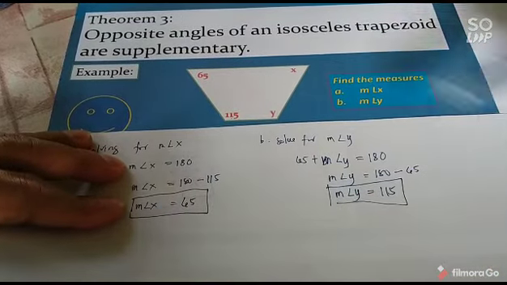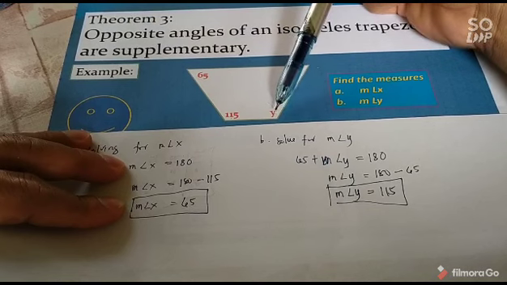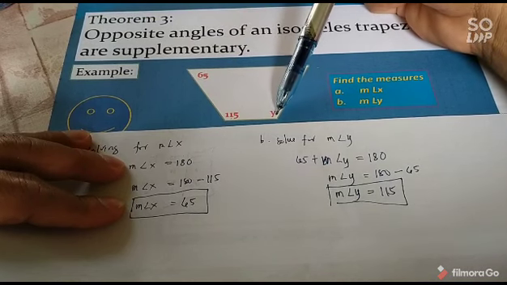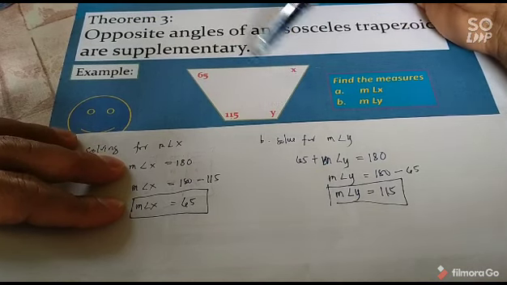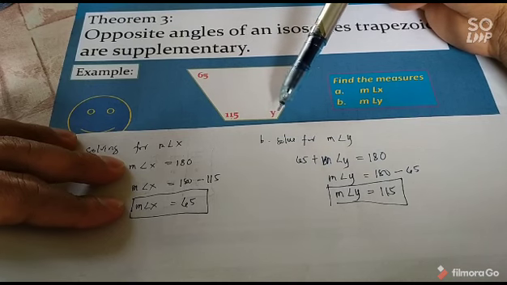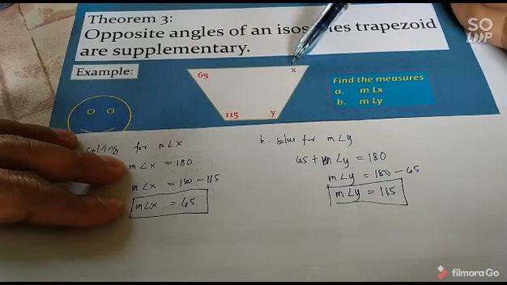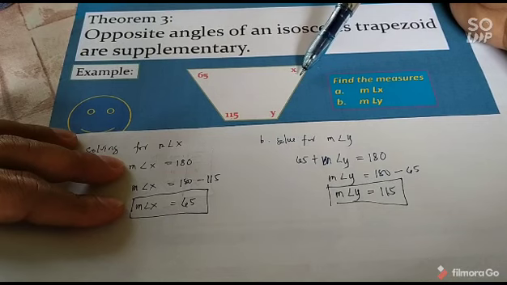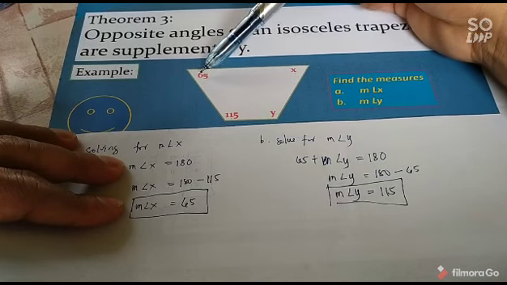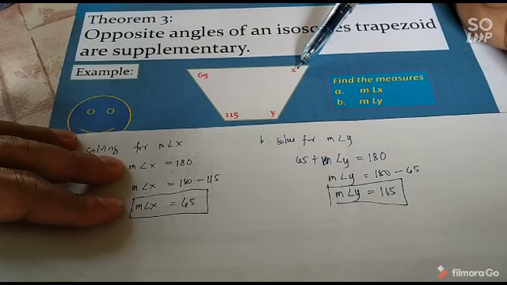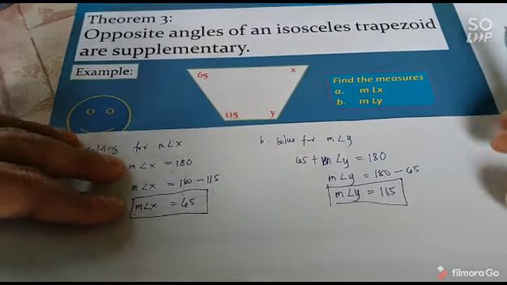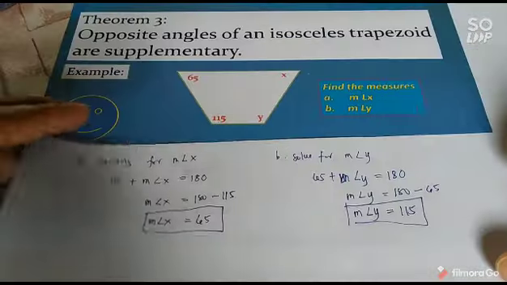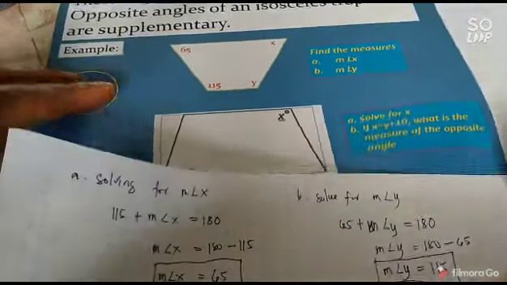Is that clear now? These two are opposite angles, so they are supplementary, meaning this would be 115 degrees and that one will also be 65 degrees. Now if you go back to theorem number 2, base angles of an isosceles trapezoid are congruent, so 65 and x are base angles, meaning they are just equal. Now let's proceed to the next figure.